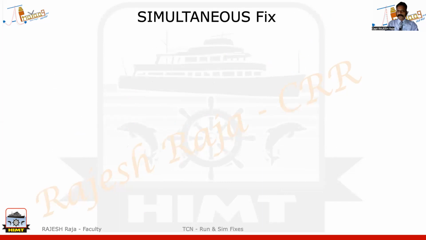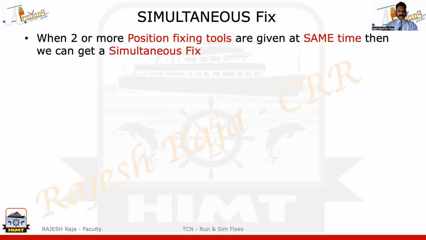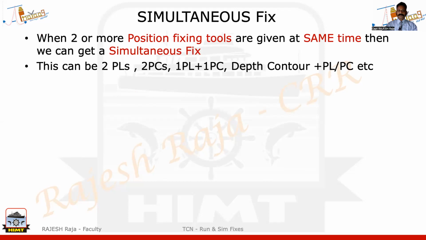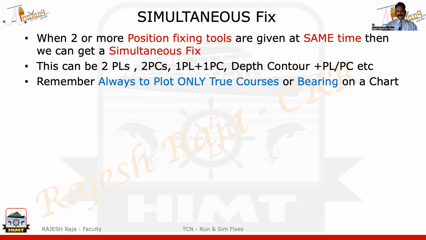Now, when you call fix, I can broadly categorize fix into two different categories. One is called simultaneous fix, and the other one is called running fix. So I'm going to deal only with the simultaneous part of it today. So let us see how I can get a simultaneous fix. What do you mean by simultaneous fix? When I get fixing tools at the same time, two or more fixing tools, then I call it simultaneous fix. So that means at that instant, where is my position? The previous slide showed two PLs, two PCs, one PL and one PC, or various combinations. All of them given at the same time can give you a fix.